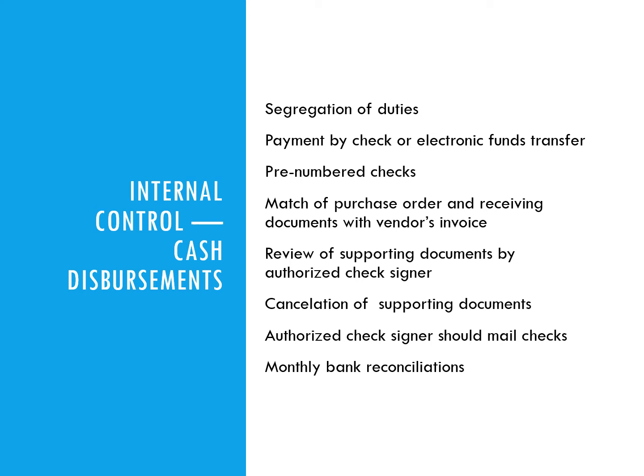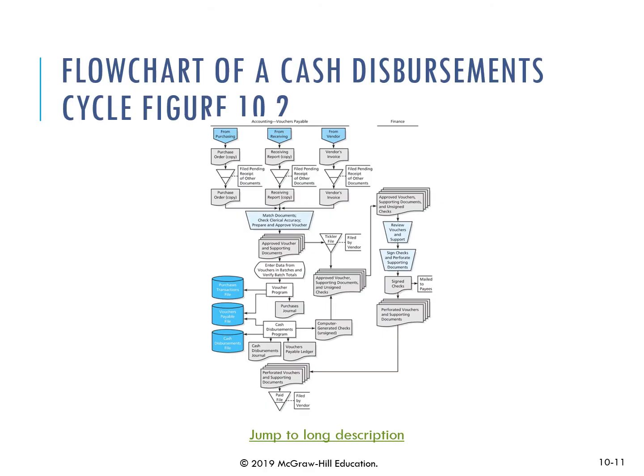Also, the person that opens the mail should not be anyone in accounting. There should be a separate person open the mail. Why? Because if somebody's cheating, the late notices are going to come through the mail.